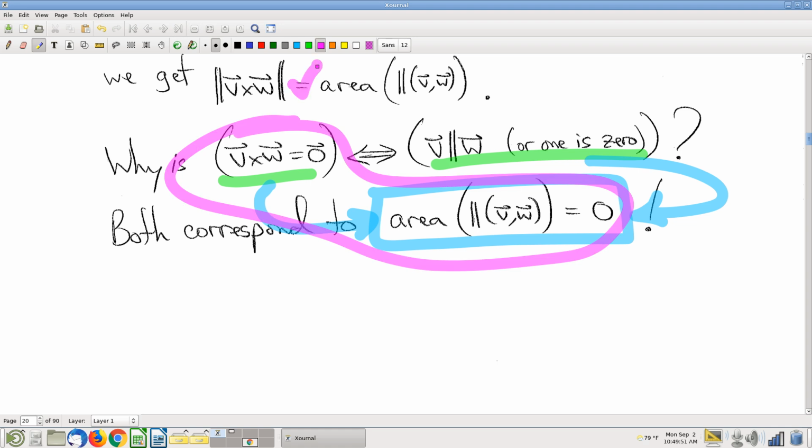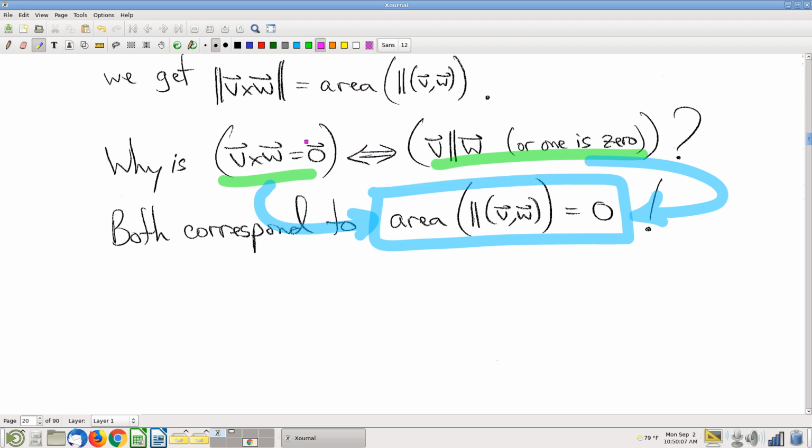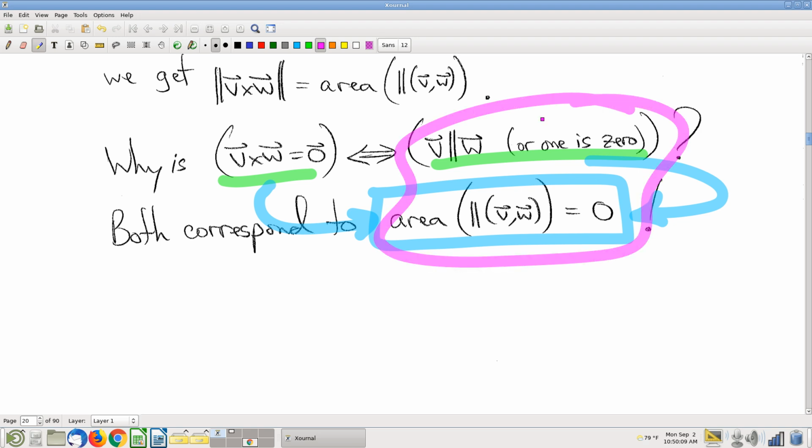Well, that's an immediate consequence of that. The magnitude of the cross product is the area. So if the cross product is the 0 vector, the magnitude is 0, that means the area is 0. There you go. Right? So, said differently, this fact makes that connection for us. And this fact, we don't really need help on this one.